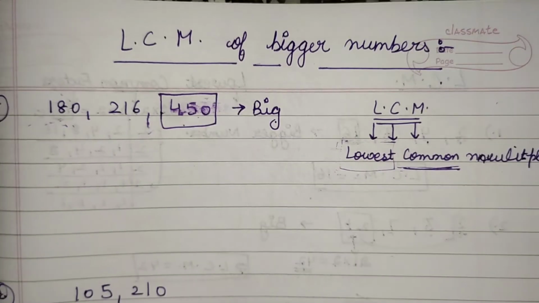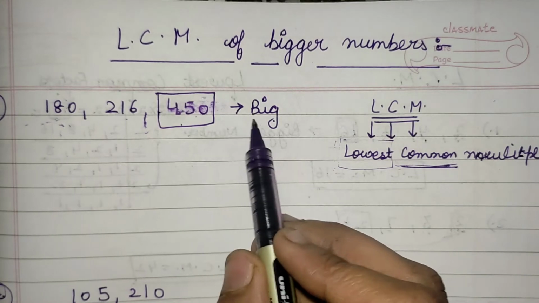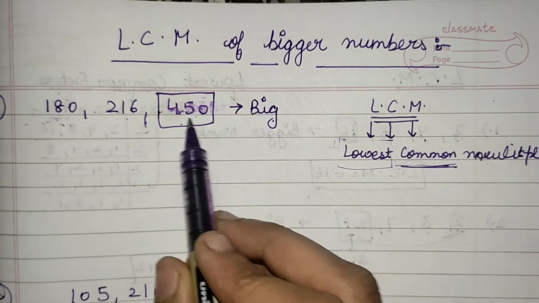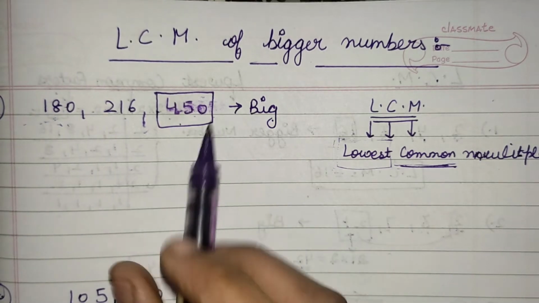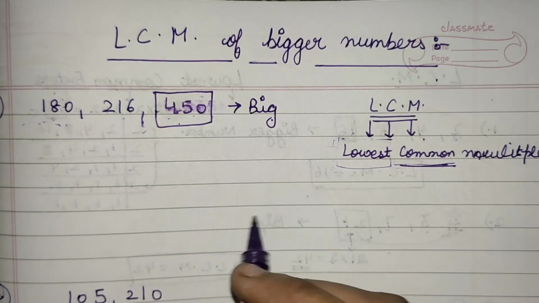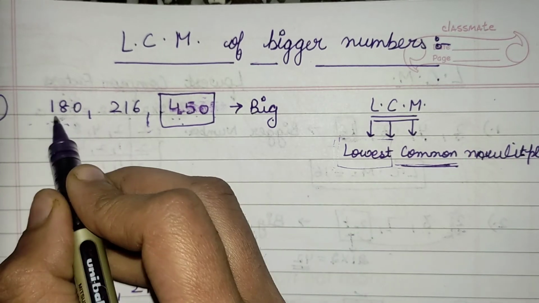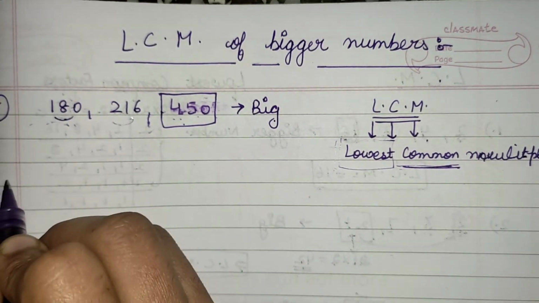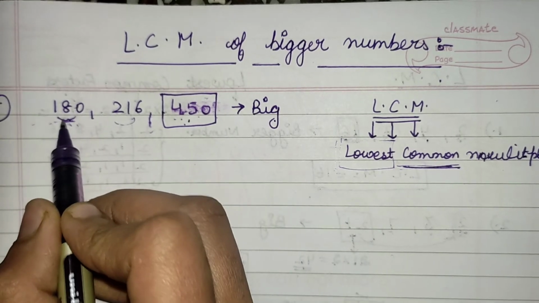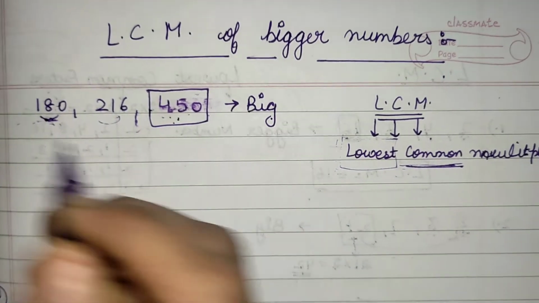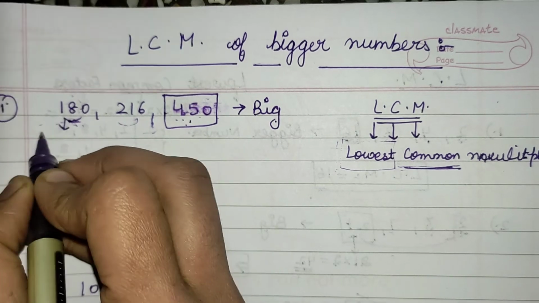Okay, so for that what we do is take the bigger number first and imagine that our bigger number is my LCM. Now check whether my bigger number is divisible by all the numbers or not. My bigger number is 450. Is 450 divisible by 180? No. So 450 is not divisible by 180.